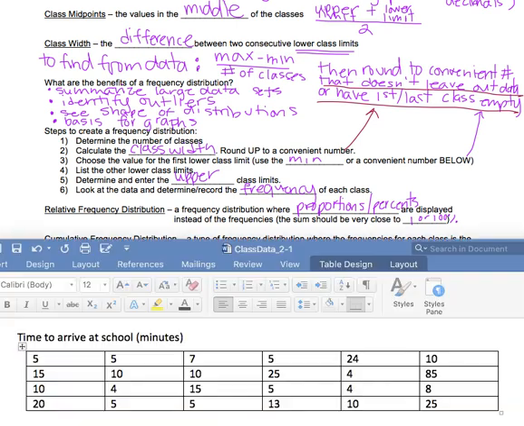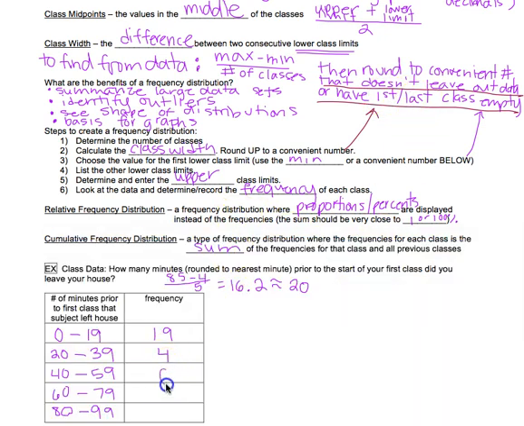40 to 59. When I look here, I don't see any. So that's a 0. That's okay. You're allowed to have empty classes as long as they're not the first or the last. So that's why I chose something like this on purpose, so we would have some empty classes. There's also nothing between 60 and 79. And then I've got the 1 in that last class. So this would be my frequency distribution.